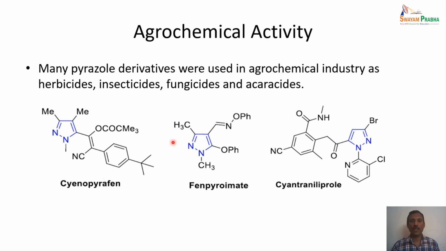Then in the case of agrochemical activities, some of the compounds shown here are very active and behave like herbicides, insecticides, fungicides or acaricides. So cyenopyrafen, which has a pyrazole moiety as shown here, fenpyroximate and cyantraniliprole are all different compounds which are used in the agrochemical industry as herbicides and insecticides.